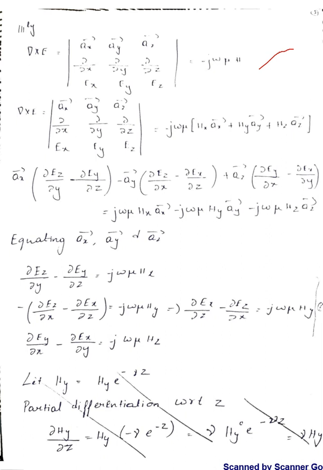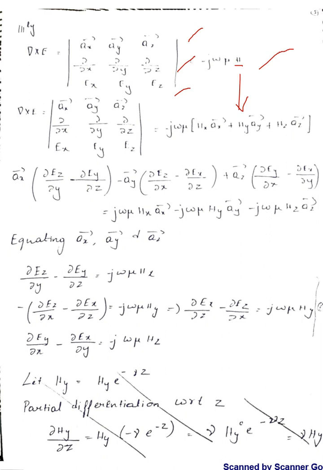If I repeat the process, del cross E is nothing but the same process, that is Ax vector, Ay vector, Az vector, dou by dou x, dou by dou y, dou by dou z, and the three components Ex, Ey and Ez, which is nothing but minus j omega mu H. Instead of H, I substitute what we got in the previous equation, that is Hx Ax vector plus Hy Ay vector plus Hz Az vector, and I'm going to take the determinant for the above equation.